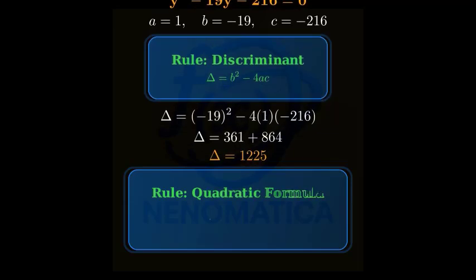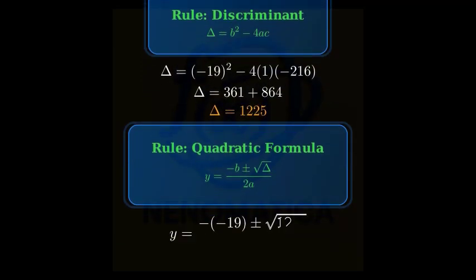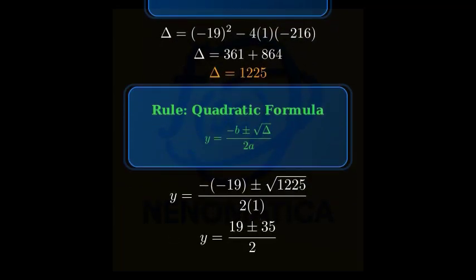The formula says y equals -b plus or minus the square root of delta, all over 2a. Substituting our values, y equals -(-19) plus or minus the square root of 1,225 over 2 times 1. That simplifies to y equals 19 plus or minus 35 over 2. Step 4. Convert solutions for y back to x using y equals x cubed.